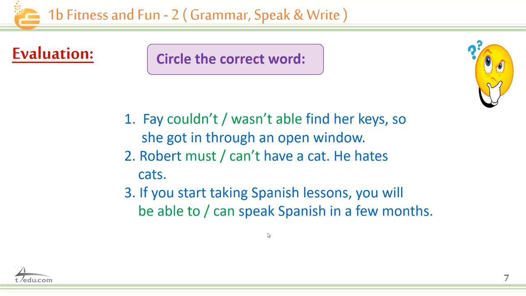Now let's circle the correct words. Faye couldn't or wasn't able find her keys, so she got in through an open window. What do we say? Couldn't or wasn't able?